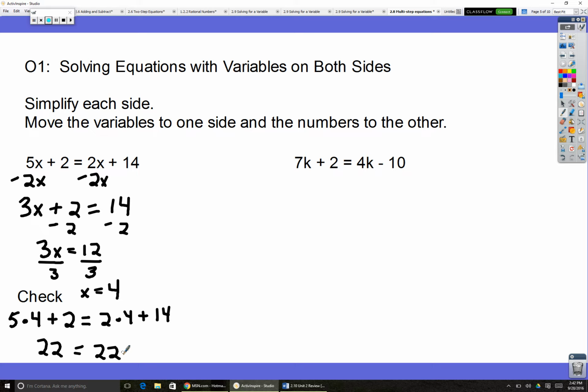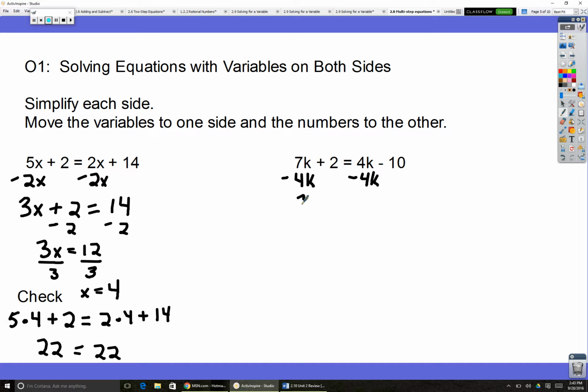Okay, let's take a look at the second example. We have 7k plus 2 equals 4k minus 10. The first thing I'm going to do is put all of my variables on the left-hand side. Now, it doesn't matter whether they're on the left or the right. You could move all the variables to the right, and there are some cases where it's more convenient to do that, but for this case, we're just going to move 4k to the left. We're going to do that by subtracting it from both sides. So minus 4k, minus 4k.